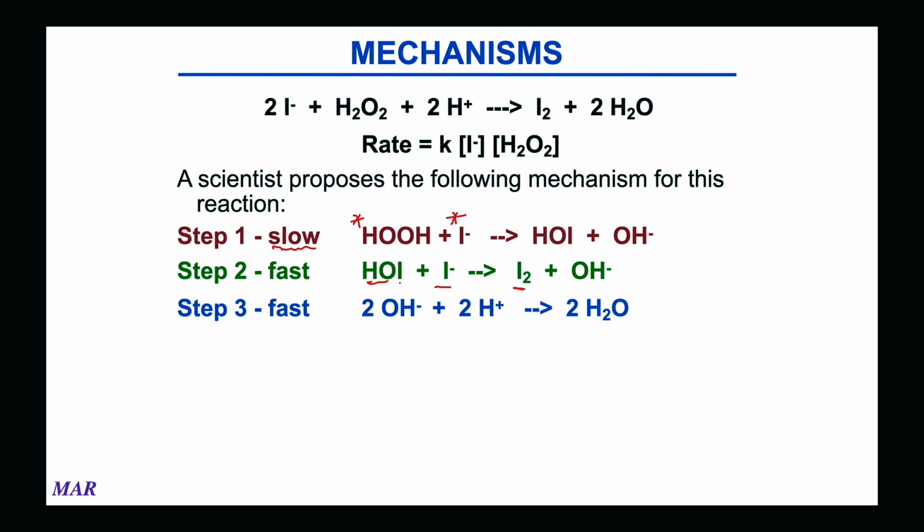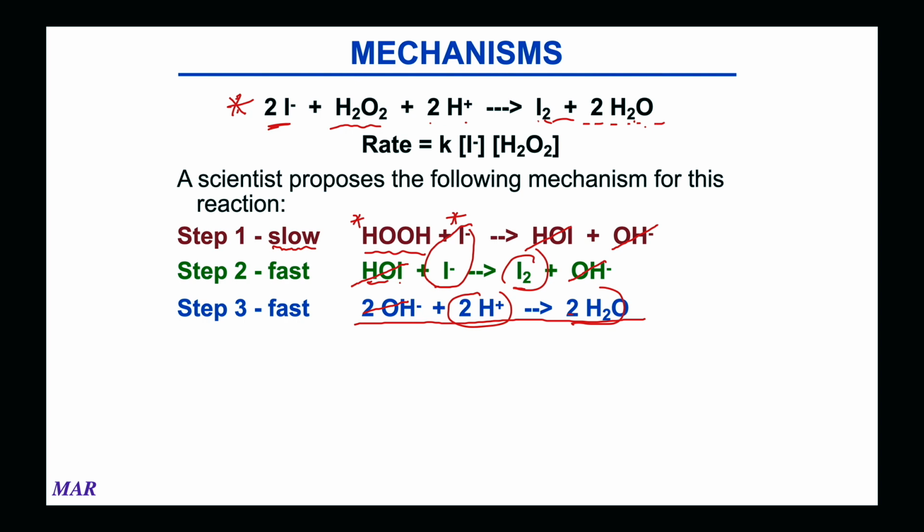Well, if this is a good mechanism, then all of the steps together should give you the overall reaction, this one up here. So let's do this real fast, all right? Hydroxide and hydroxide on the product side cancel the two hydroxides on the reactant side. HOI cancels this HOI. We have H2O2, which is good, just one H2O2. We have two iodides, which are right there. We have two H+, which are right there. That makes iodine and two waters, which are both right there. Hey, that part of this mechanism is good. All of those individual steps combined together give you the overall reaction.